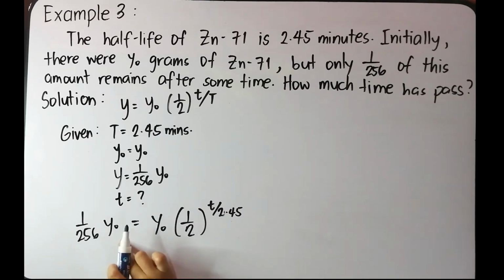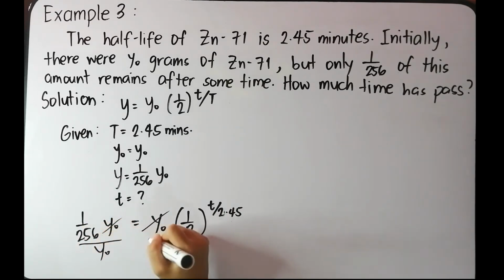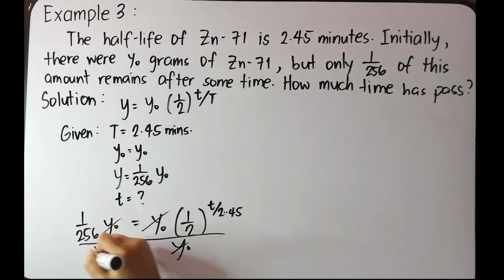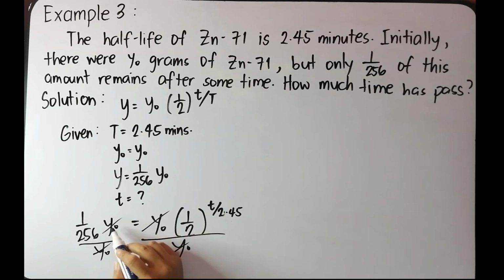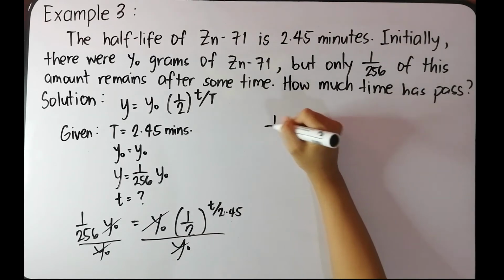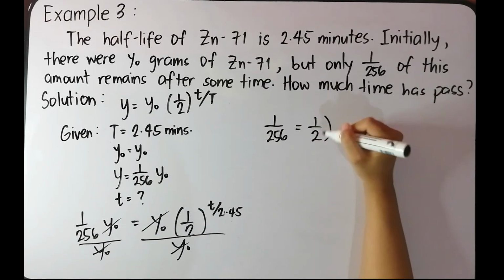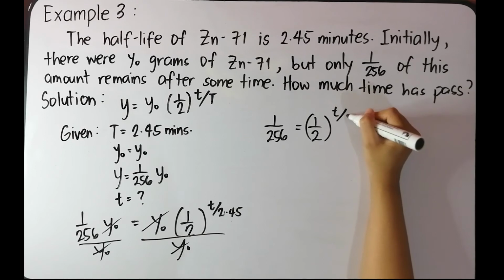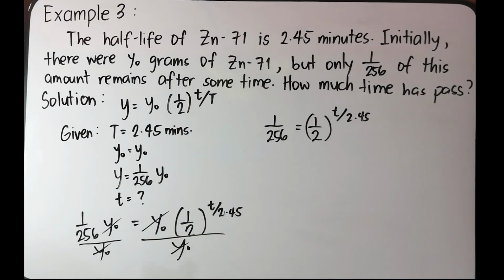So we divide y sub 0 from both sides of the equation. Now we can just cancel that because we can divide both sides by itself. So y sub 0 over y sub 0, that is 1. Y sub 0 over y sub 0 is also 1. So now we have 1 over 256 equals 1/2 raised to t over 2.45.